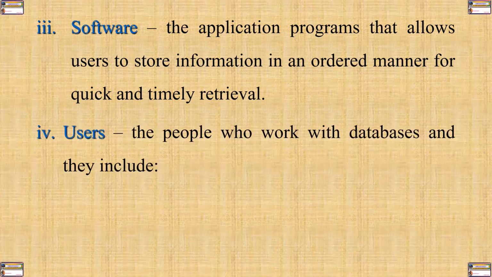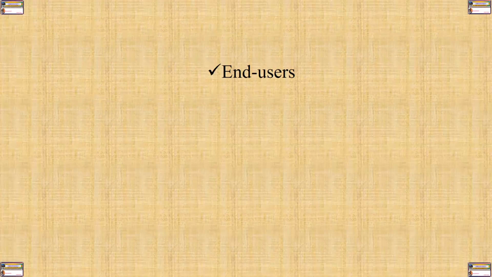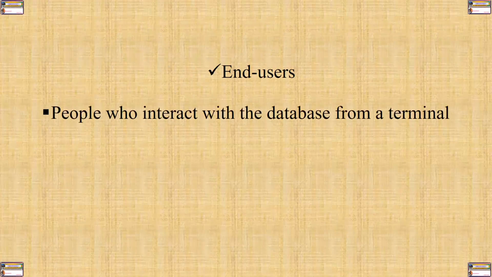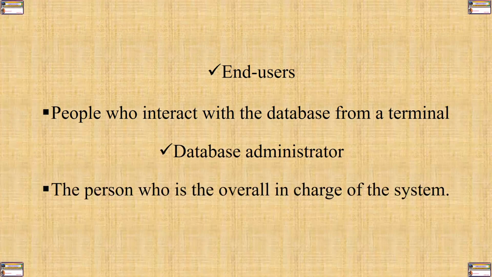Users are the people who work with the databases, and they include application programmers. Application programmers are those people that are responsible for writing application programs that use the database. They also include end users. End users are the people who interact with the database from a terminal. We also have database administrators. A database administrator is the person who is the overall in charge of the system.